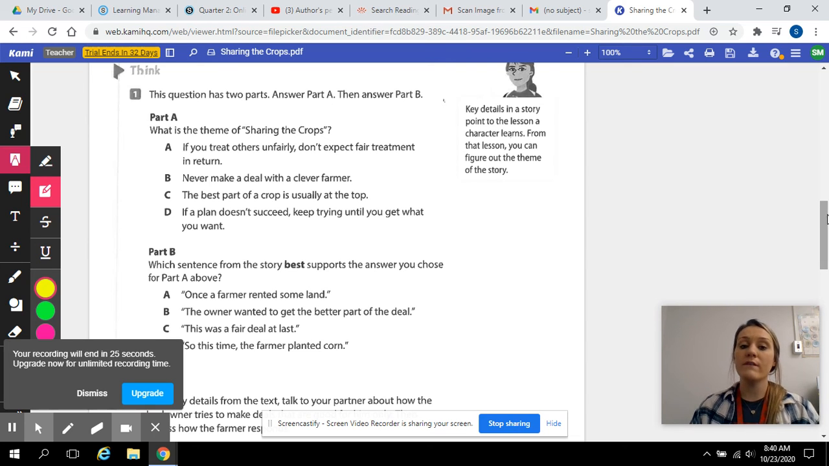Okay, which one of these is a life lesson that everybody can learn? It's a lesson that the farmer can learn or the owner can learn, but it's also a lesson that we can learn in our lives. Okay, I'm going to end this one and start a new one to read part B and the short answer to you guys.